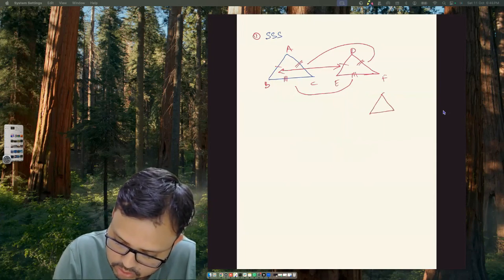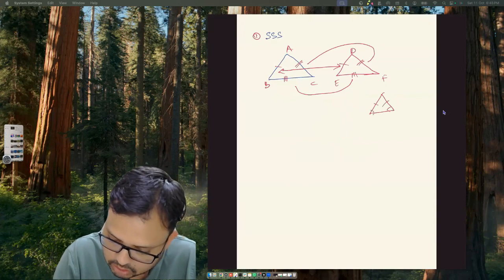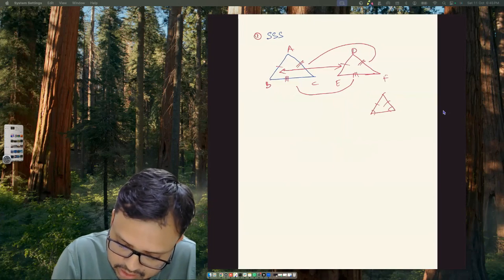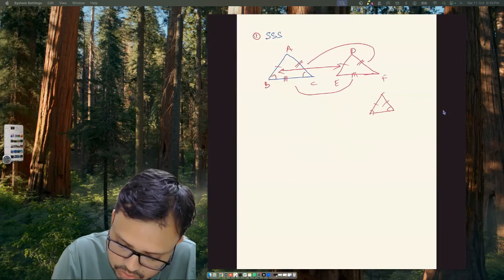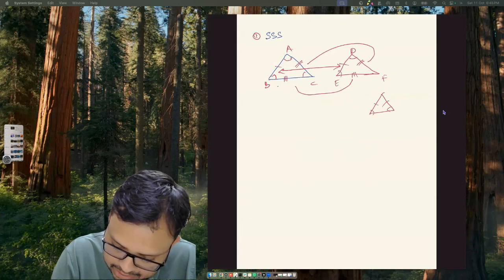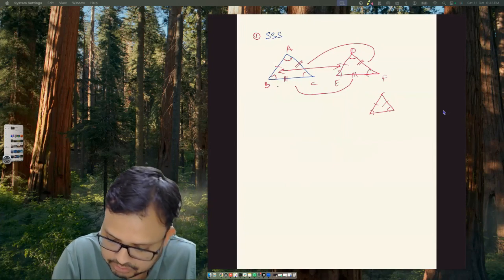So what happens? If two sides are equal, then opposite angles are also equal. Exactly the same thing happens if three sides are equal, their angles will be in the ratio of their sides. So it should happen that angle A is equal to angle D, angle B is equal to angle E, and angle C is equal to angle F.